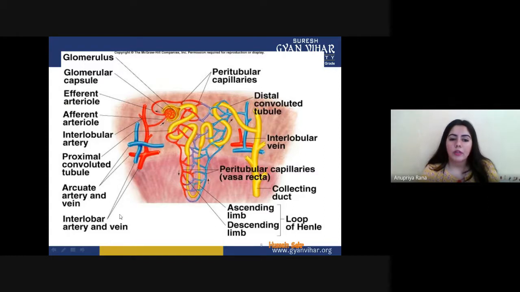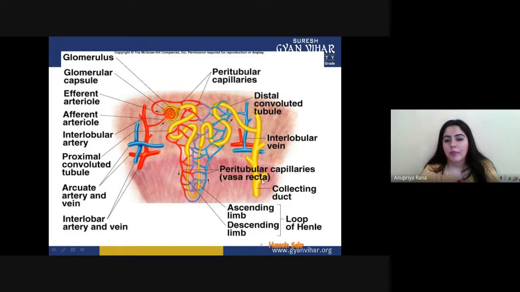These are the interlobular artery and veins, and this is the arcuate artery, and these are the interlobular arteries. Peritubular capillaries are present here, just behind the glomerulus. The distal convoluted tubules are in the passage which is going to the interlobular vein. And these distal convoluted tubules are present in a last manner.